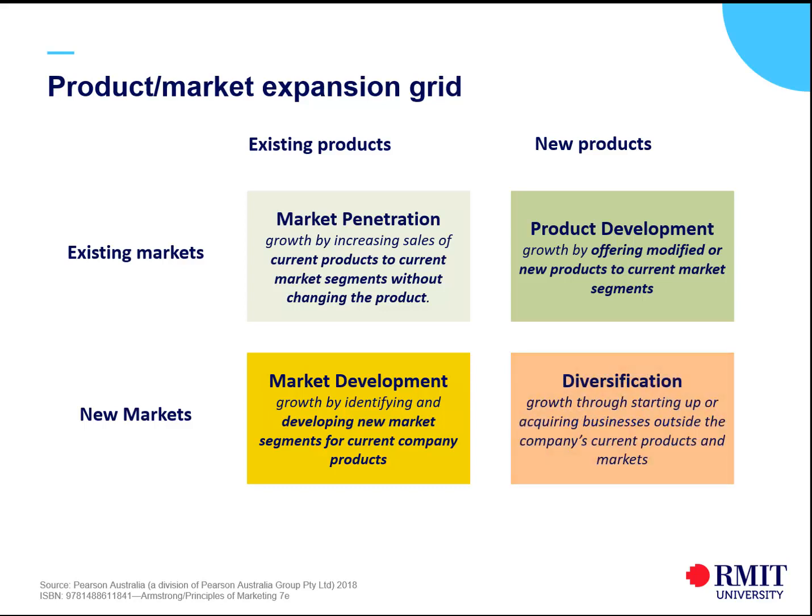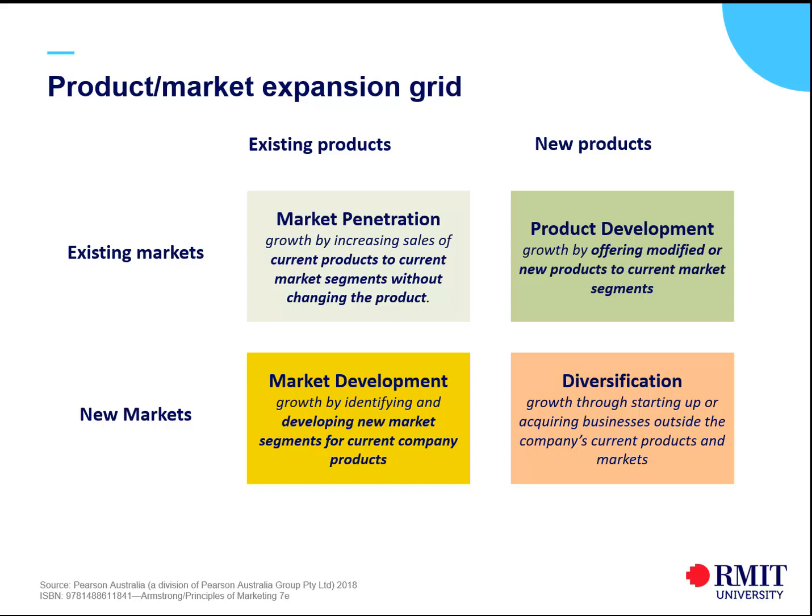The last one is where we build new products and take them to new markets, and this is called diversification. Growth is usually achieved through startup or acquiring some businesses outside the company's current products and markets. It could also be about starting up a new product, which is outside of the core competency of the company.